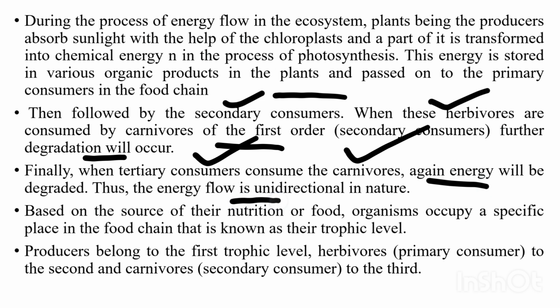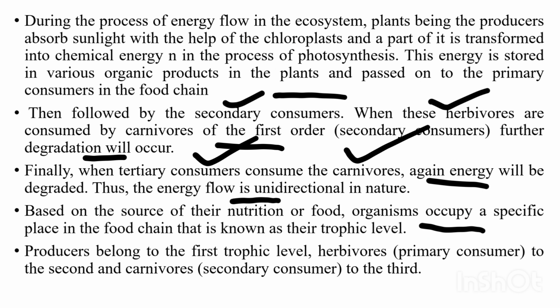Thus energy flow is unidirectional in nature, from producer to primary consumer, then from primary consumer to secondary consumer, from secondary consumer to tertiary consumer, then to omnivores. So this is the pathway and it is unidirectional. Based on the source of their nutrition or food, organisms occupy a specific place in the food chain, whether it is a primary consumer or secondary consumer, according to their nature of nutrition. So this arrangement is called trophic level.